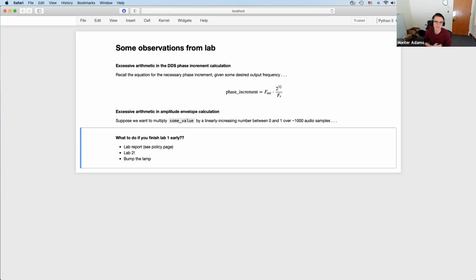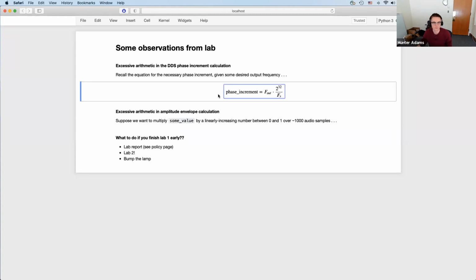So along these lines, a few things that I've noticed in people's code in lab that I want to address, some no-brainer places for optimization. The first is in your DDS calculation of the phase increment. We went over this in lecture last week.